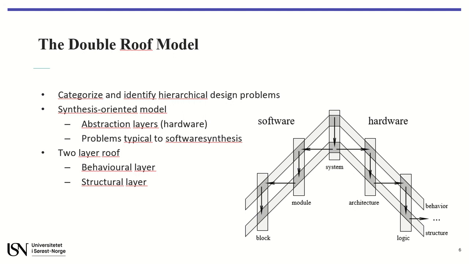The double roof model has a two-layer roof, where the top roof represents the behavioral layer, while the lower layer is called the structural layer.